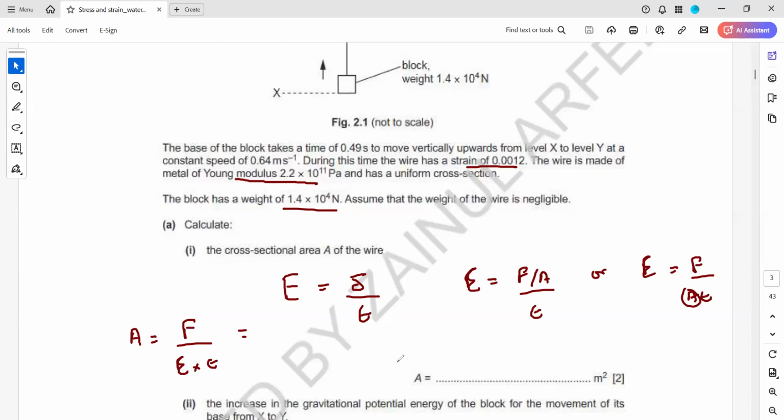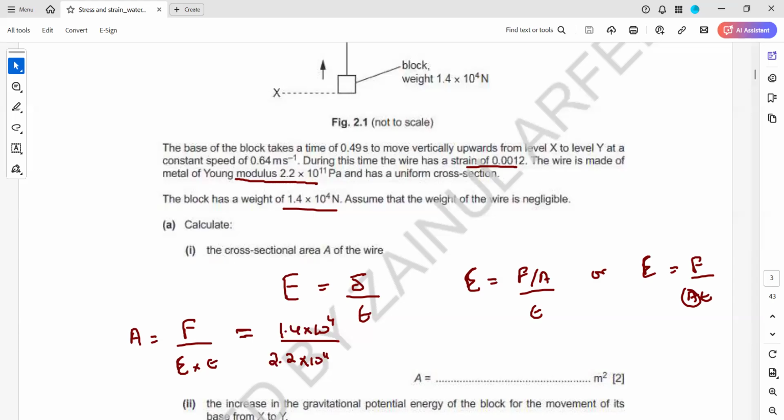Force is the weight which is acting, and we ignore the weight of the wire. Otherwise, if the wire weight was given to us, then we would have to add that as well. But we ignore that, as the question mentions that the weight of the wire is ignored. So the weight attached here is 1.4 exponent 4. The Young's modulus is given, 2.2 into 10 to the power 11. Usually, remember, the Young's modulus is in gigapascal or megapascal, so it's a high value.